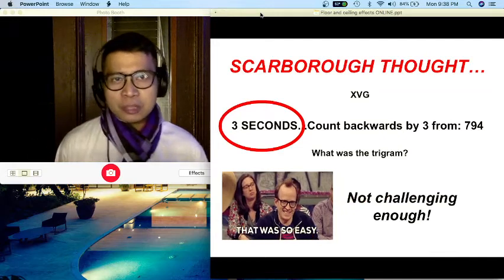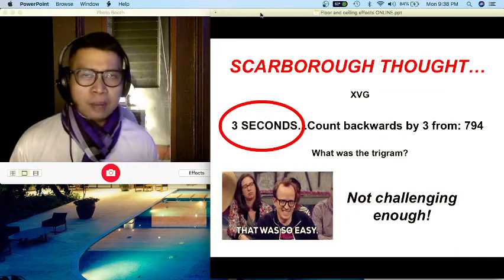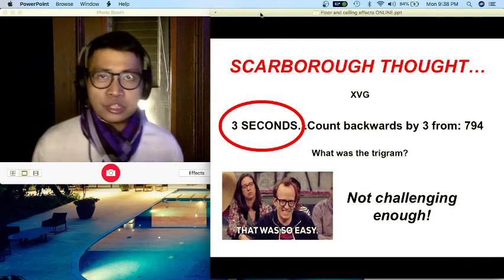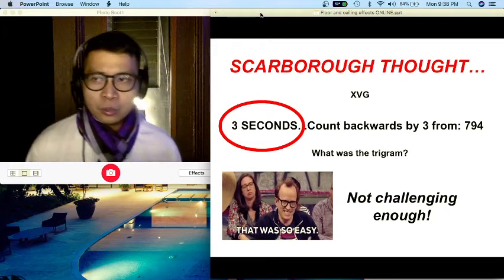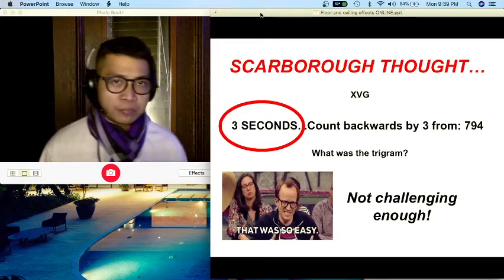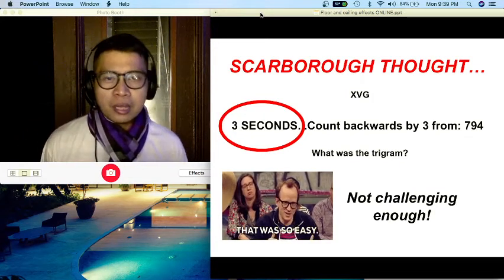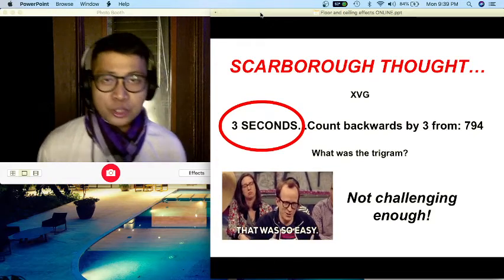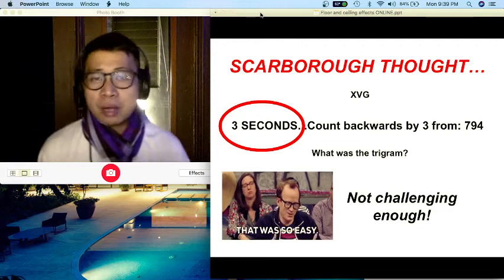In the experiment by Scarborough, naisip niya yon na baka kaya masyadong matataas yung performance ng mga participants niya in the Brown-Peterson technique was that the Brown-Peterson technique that he used was very easy. So, ang ginawa niya, pinahirap niya ng konti yung Brown-Peterson na pinagawa niya sa kanyang mga participants.